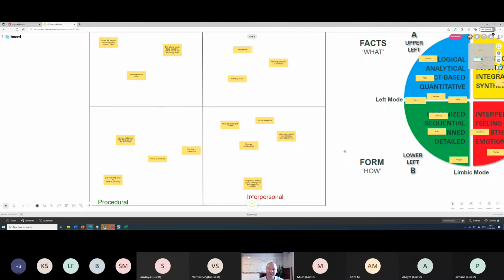Hiding and having double standards is definitely going to drive interpersonal people absolutely crazy. On the procedural side, following the rules for the sake of following rules, messy procedures, absolutely. Anyone not doing things as per the procedure, and often I'll add to that, not doing their actions on time, not completing the task on time.